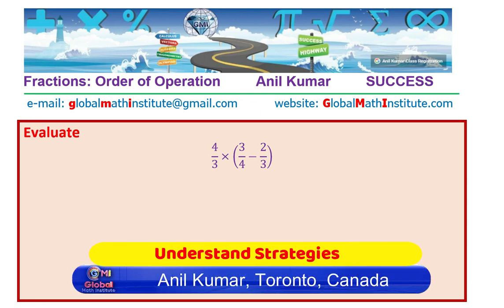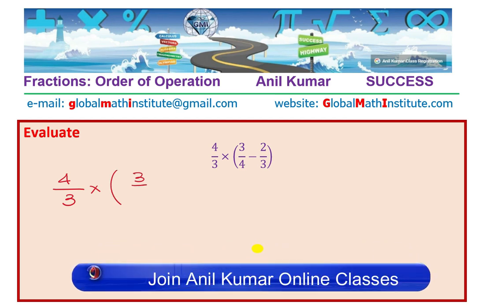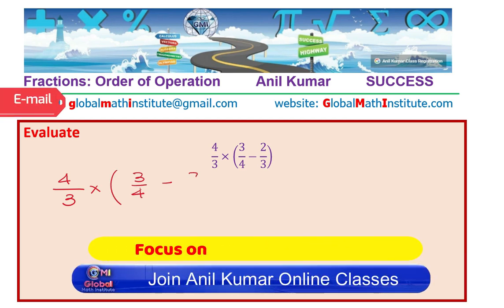Let's continue. So here is example 2, very similar to what we did, except we have a minus sign within the bracket. So let's rewrite the question, which is 4 over 3 times, within the bracket, we have 3 over 4 minus 2 over 3.